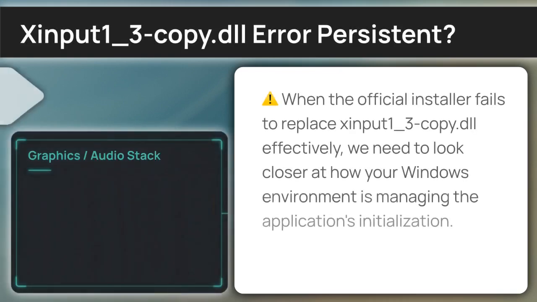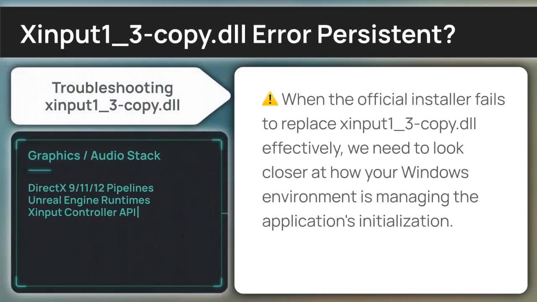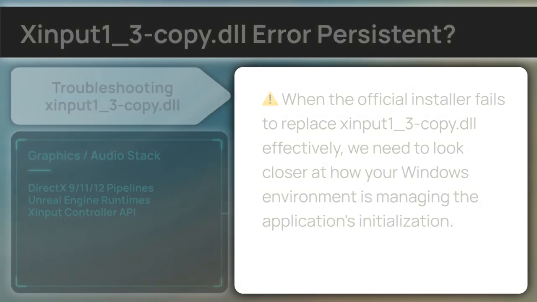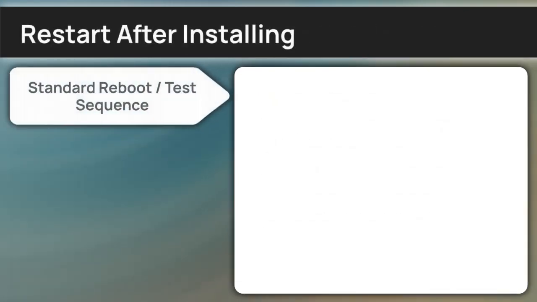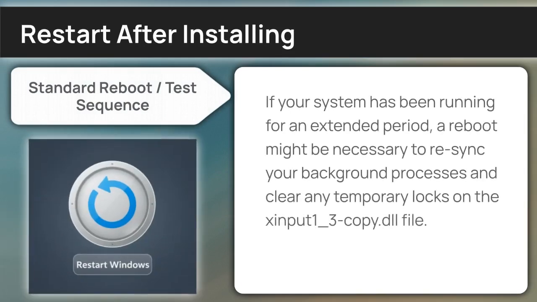Should the file remain missing after a reinstall, we need to ensure that the operating system is forced to re-index its shared library paths. A system reboot is a reliable way to clear away zombie processes that might be interfering with XInput copy. It's a low-impact step that ensures your operating system is starting with a synchronized environment.